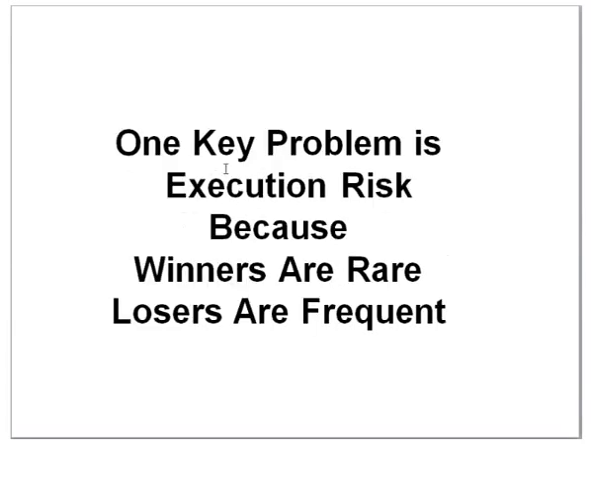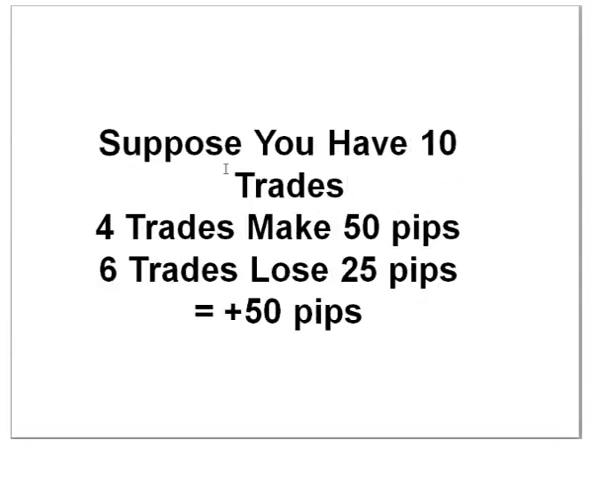And one key problem is execution risk. One key risk that most people underappreciate in this venture capital model is the fact that winners are rare and losers are frequent. So suppose you have 10 trades, and 4 trades make 50 pips and 6 trades lose 25 pips, right? And overall, you are up 50 pips.